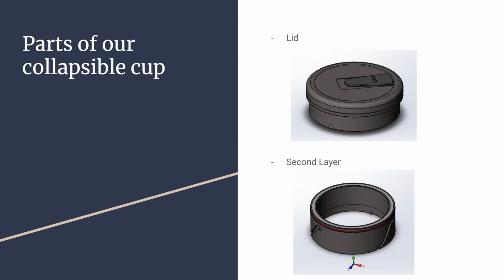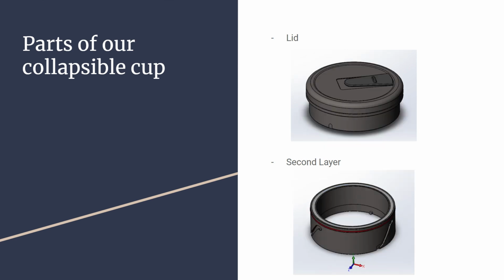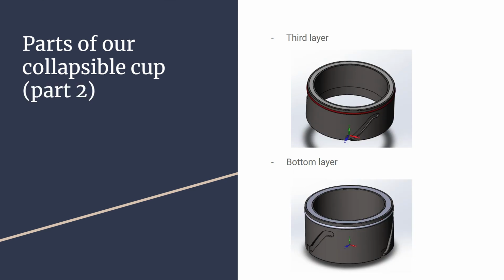Moving on to parts of our collapsible cup, we have four parts: the lid, the second layer, the third layer, and the bottom layer. The lid is for drinking and also closes up the cup. There's also heat insulation in the lid. The second layer is the body of the entire cup. The third layer is also the body and where most of the liquid is stored. And the bottom layer is the cap for the base of the cup and also locks all the layers into place.